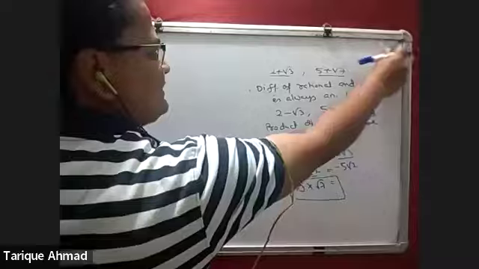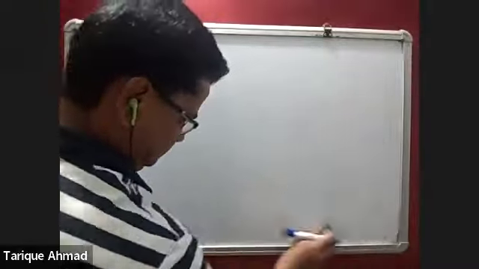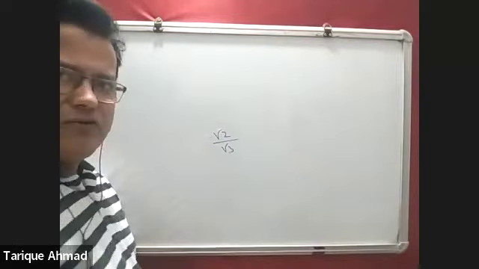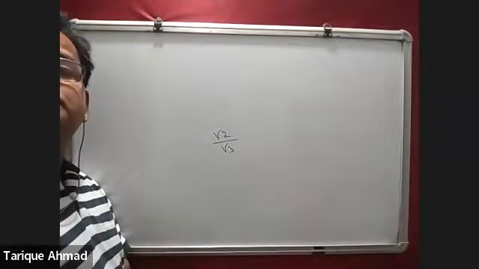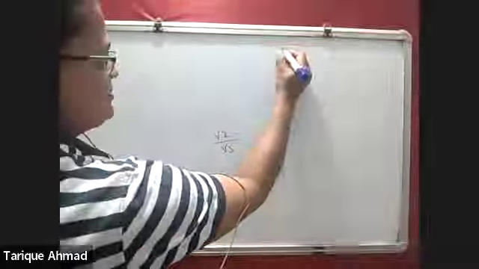What do you understand by rationalization? Making a number in the form of P upon Q. Root 2 by root 3 is also in the P by Q form, but P and Q should be integers. See, I'm writing the definition of rationalization.